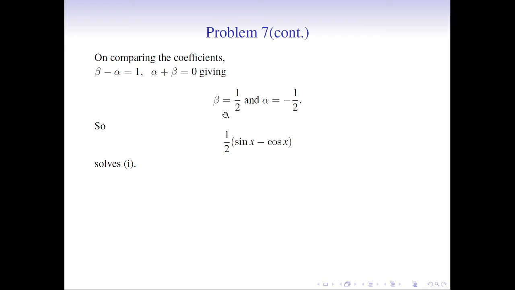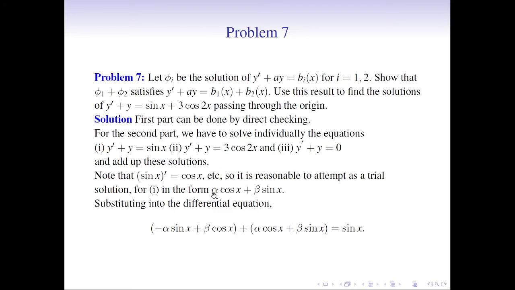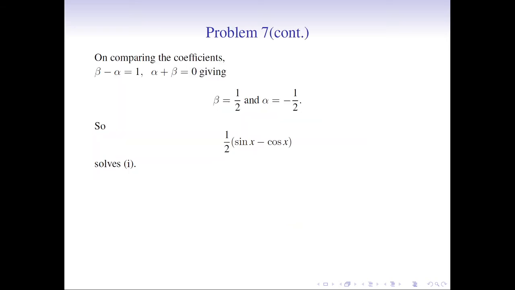So in this case we get beta to be equal to 1 by 2 and alpha to be equal to minus 1 by 2. So we substituted back in this. So we had assumed that the solution is of the form alpha cos x plus beta sin x, and we have seen that after substituting, this turns out to be the solution for the differential equation 1.